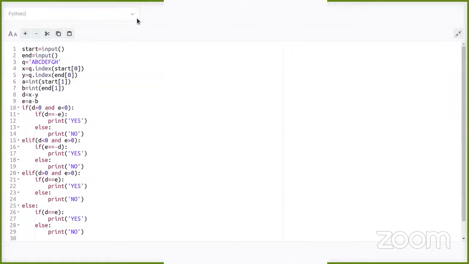Anamika, you can stop sharing. Others, you can share if you have a different solution, or if you're not able to pass all these cases.